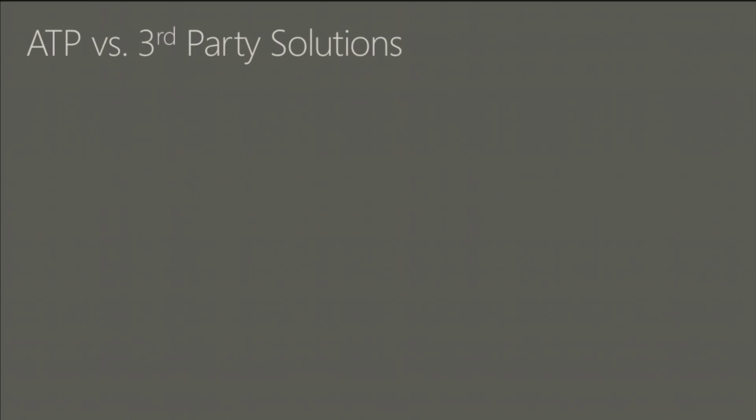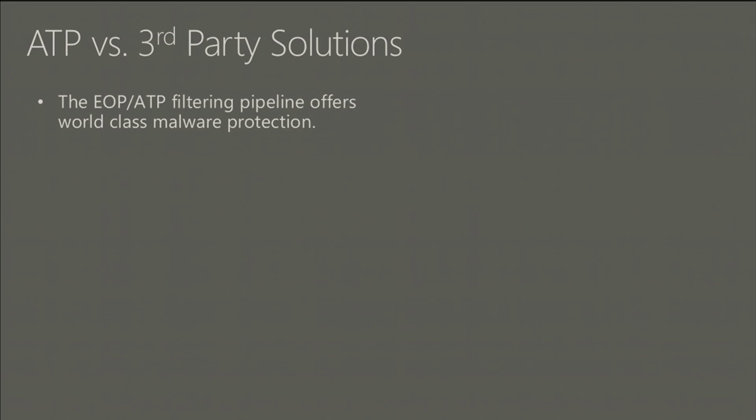Now, I want to talk a little bit about third-party solutions. I know that there are a bunch of guys out there that have bolt-on solutions that sit in front of O365. I'm sure if you're exploring ATP, you're probably talking to them as well. So just some tips as you do that. I believe that we have best-in-class malware filtering across EOP and across ATP. Because it's built in, because it all works together, I think that we are the most effective solution.